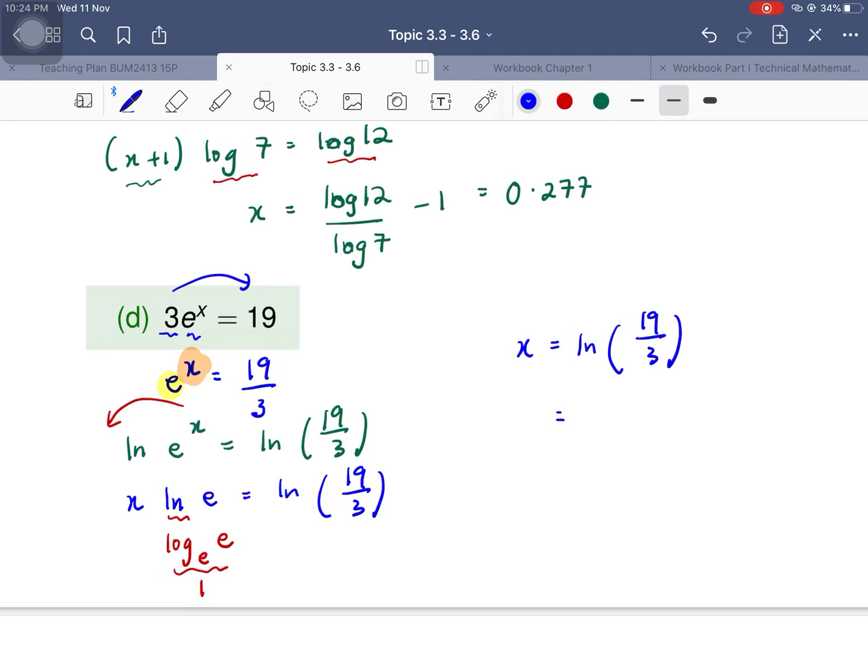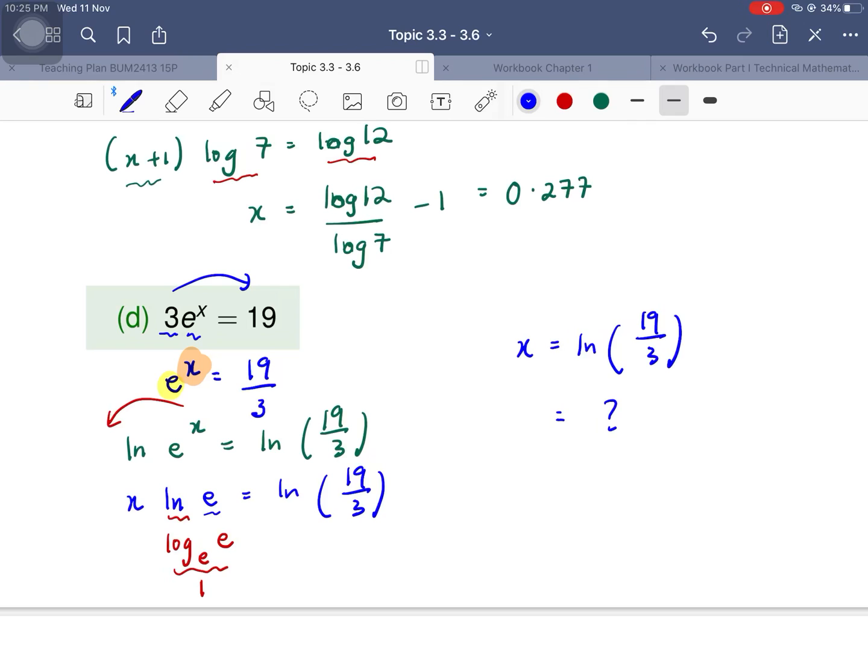And ln of 19 over 3 is something that you can use your calculator to calculate. And your calculator is supposed to give you what value? I don't have my calculator with me, so please calculate this. What is going to be ln of 19 over 3? Okay, so that will be the idea for D. So it's the same as C, but now remember, because we wanted to cancel the exponential, you have to use ln instead of log 10. If you use log 10, it wouldn't cancel.